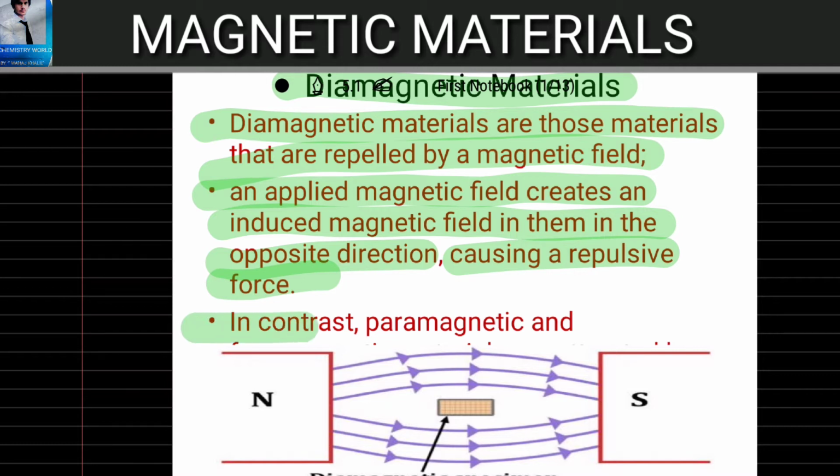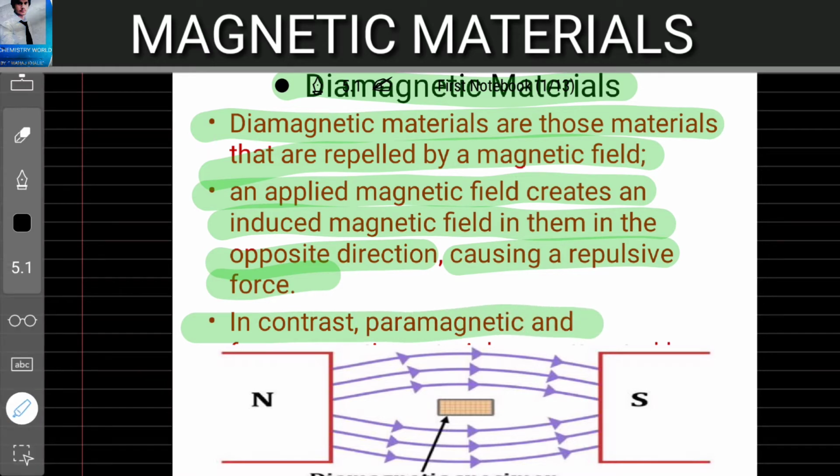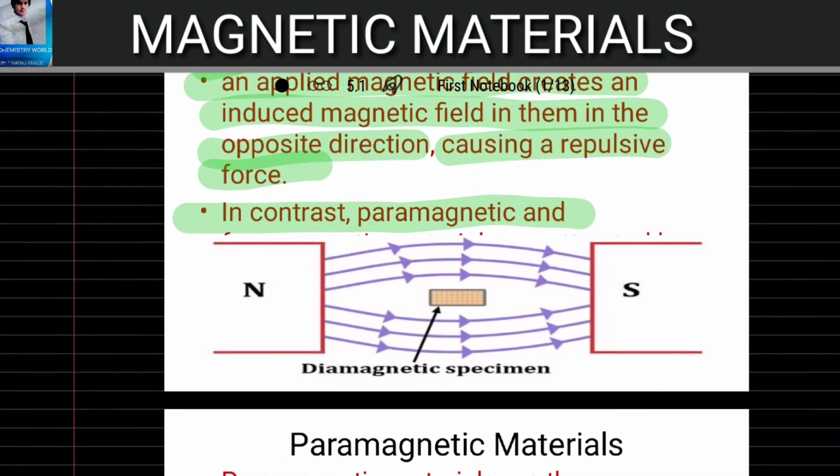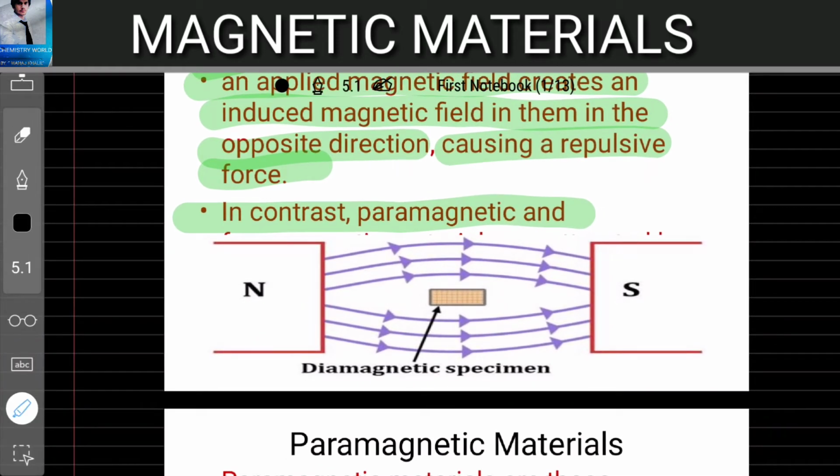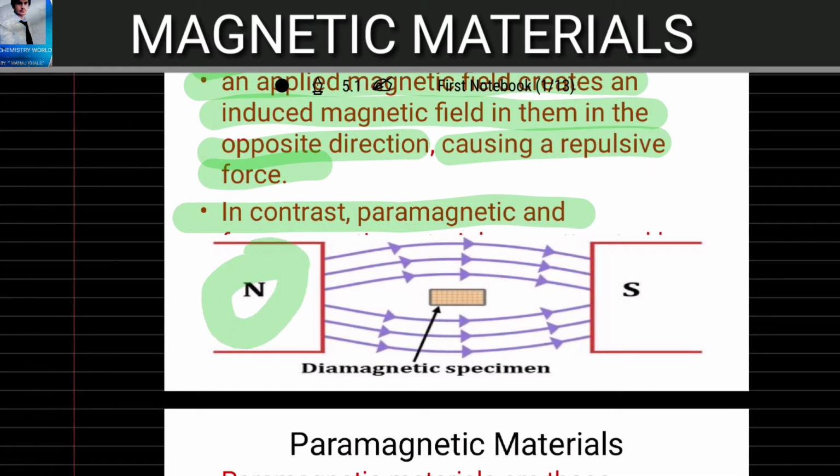Diamagnetic materials are repelled by any external magnet in this way. If it is the north pole of an external magnet and it is the south pole of an external magnet, and it is our diamagnetic material, you can see that it is repelled by an external magnetic field.